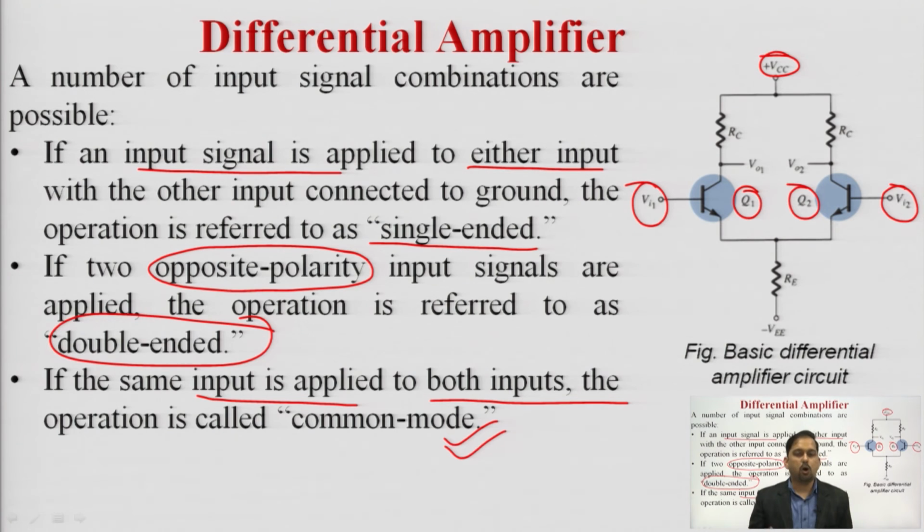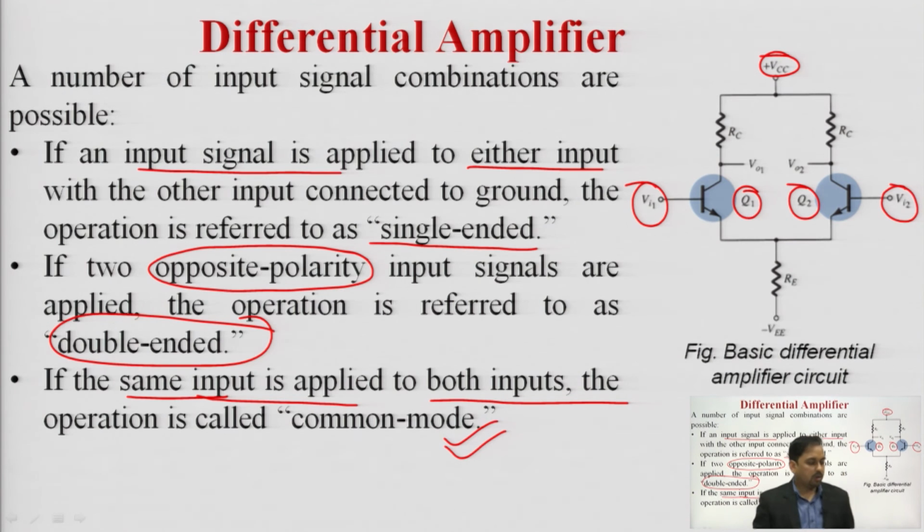We will be seeing the common mode rejection ratio, that is the ability of the op amp. The important thing here is that if we apply the same input to both the input terminals of the op amp, then the operation is referred to as the common mode operation.